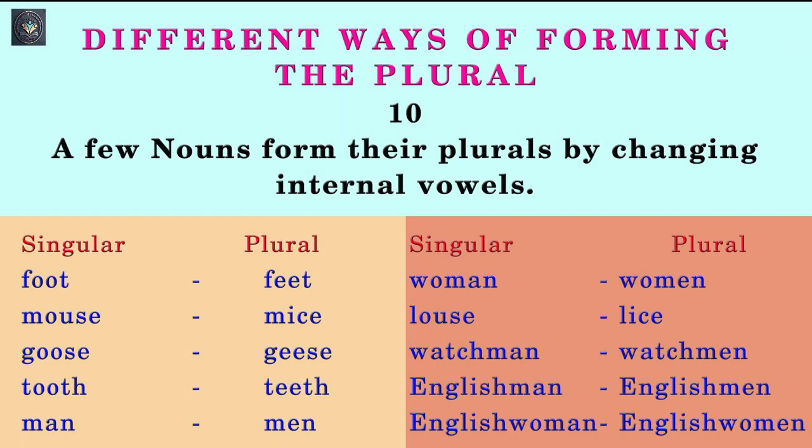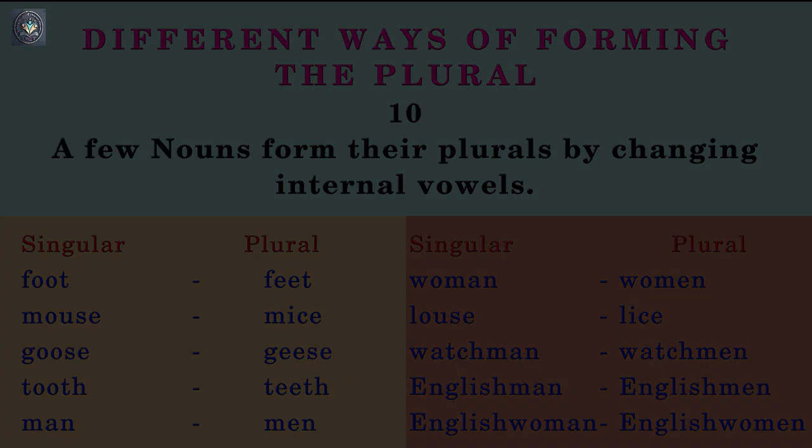Rule number 10. A few nouns form their plural by changing the inside vowel of the singular, like foot, feet, mouse, mice, goose, geese, tooth, teeth, man, men, woman, women, louse, lice, watchman, watchmen, Englishman, Englishmen, Englishwoman, Englishwomen.